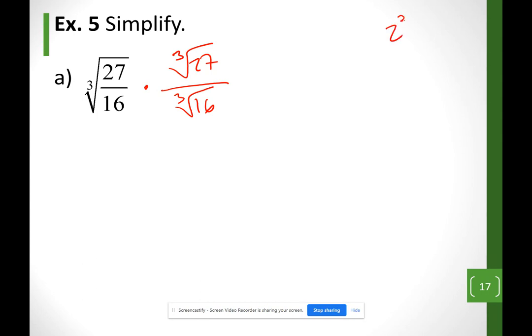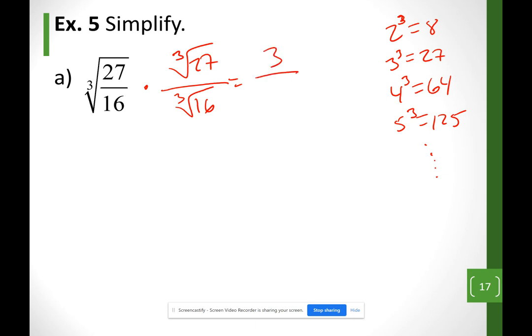I know 2 to the third is 8, 3 to the third is 27, 4 to the third is 64, 5 to the third is 125, on and on. So to begin with, the top, the cube root of 27, that's 3. The bottom, the cube root of 16 is the cube root of 16, right? 16 is not a perfect cube.